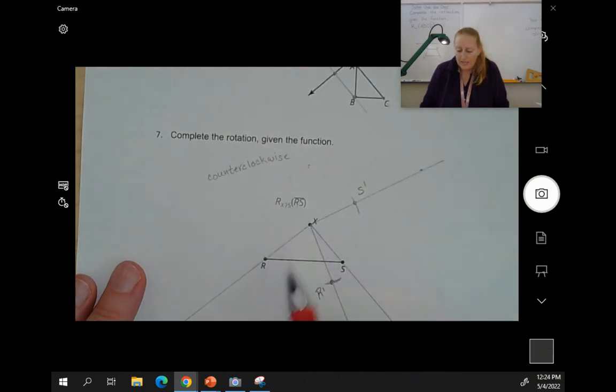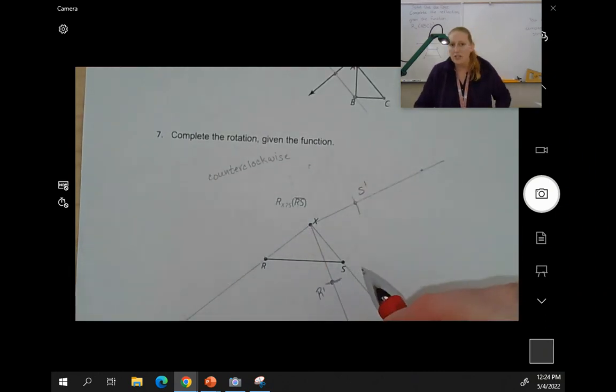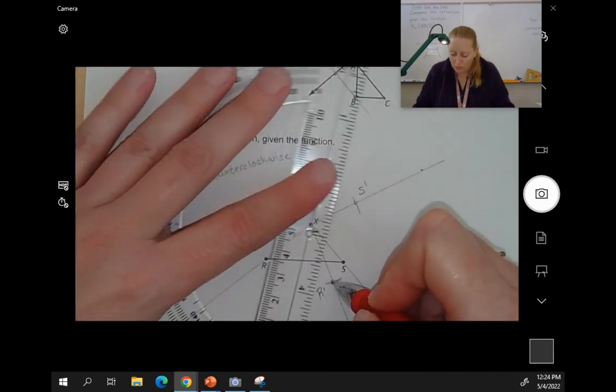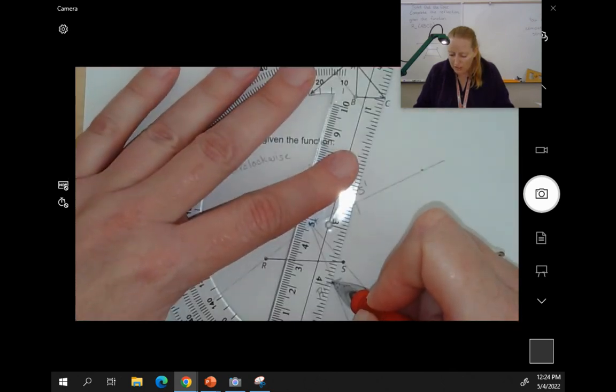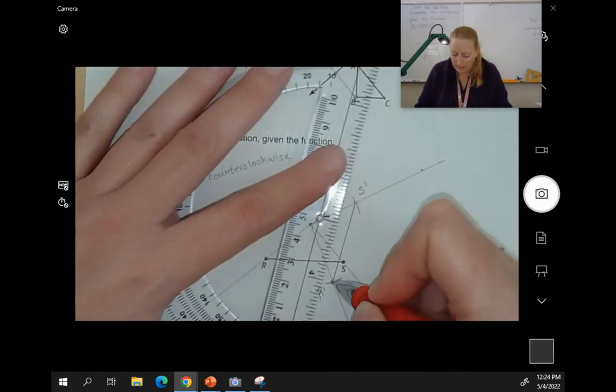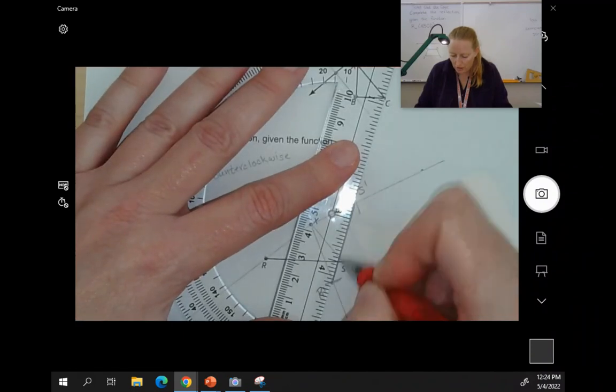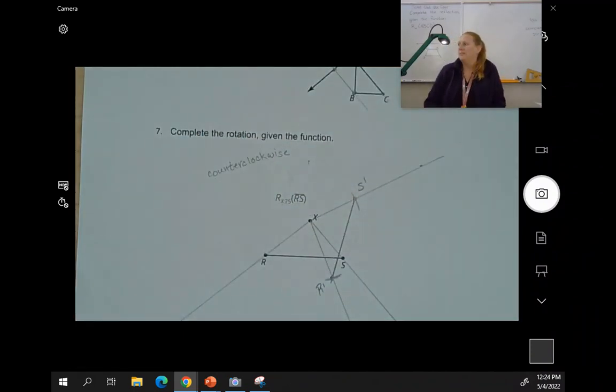This is a line segment. I started out with a segment. I should end up with a segment. So I'm going to grab my straight edge and connect R prime to S prime. Make that nice and dark and like obvious. Like that's the one. And you just rotated RS 75 degrees around X. Good job.